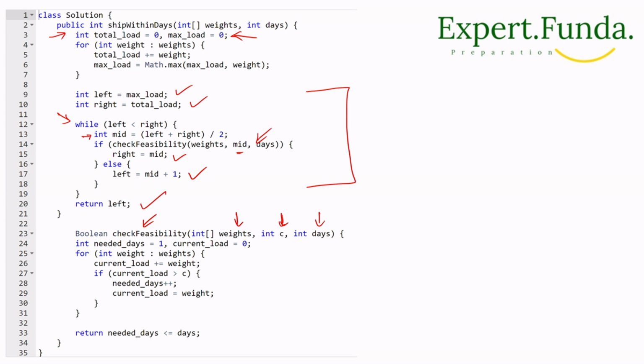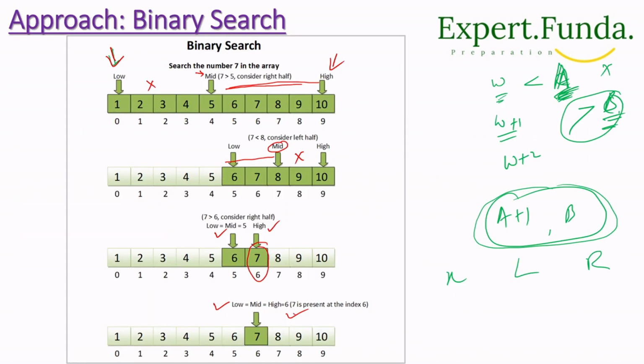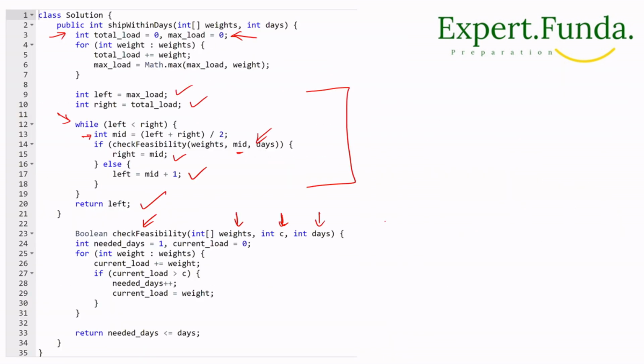Okay, so no need to go further beyond to understand how it is working. But as you can see, we are returning the mid, and from the mid you will find the feasible answer, and you will return your answer.